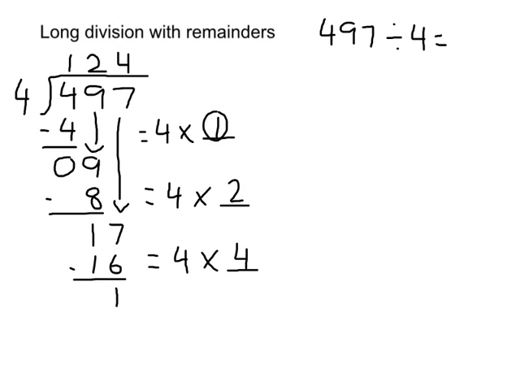Now, we're all out of digits in 497. So this means we now have a remainder. And the remainder is 1 because 4 can no longer go into 1. We cannot make any groups out of 1. So at the top, we will now have an R, which indicates remainder. And we place the 1. And our final answer is 124, remainder 1.